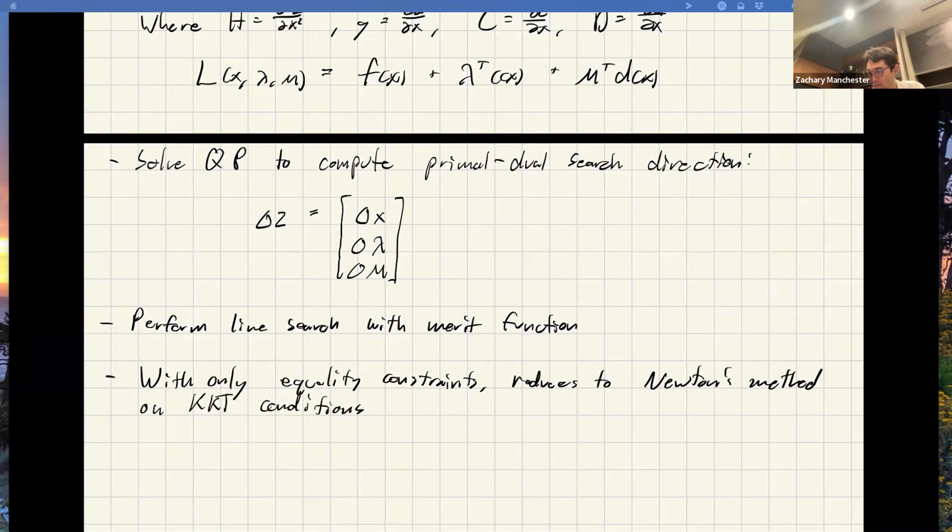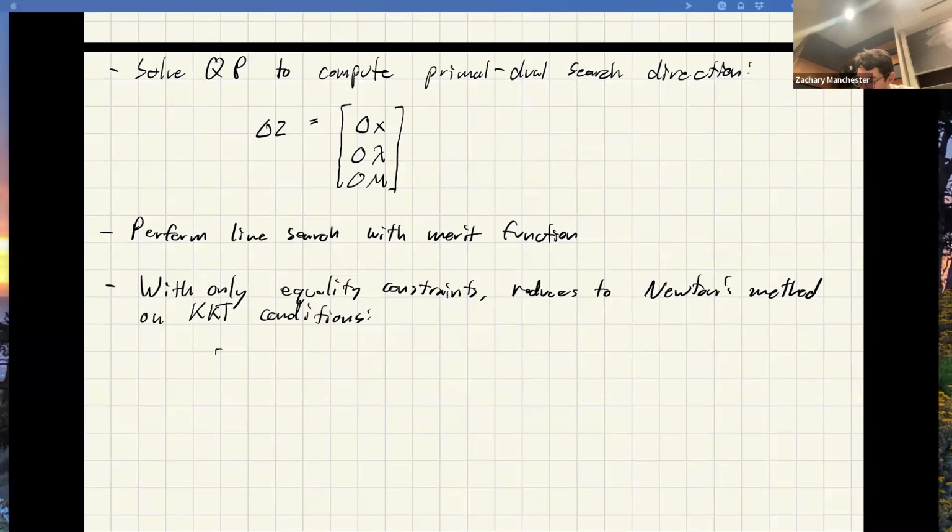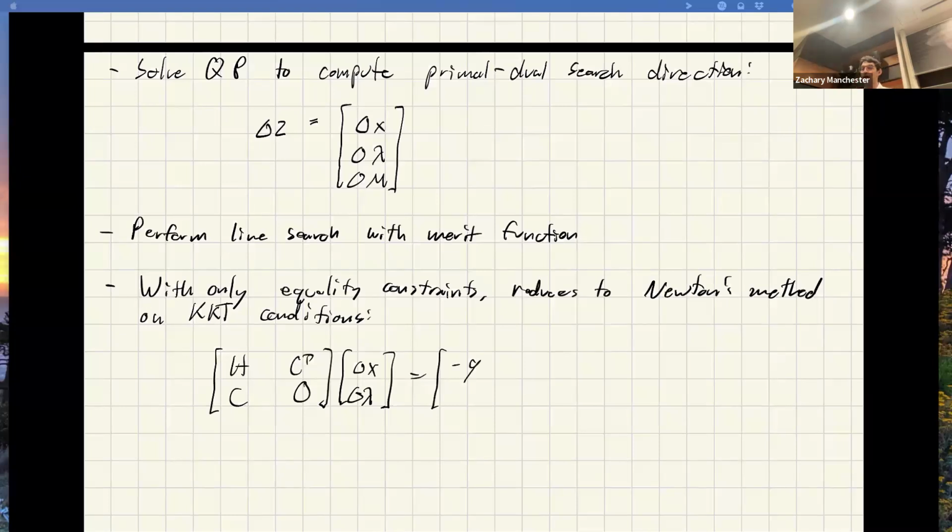Which we've already seen in the second week of class, right? So it's this kind of deal: H, C transpose, C, 0, and then a delta x, delta lambda. And over here you'd have minus g, the gradient of the Lagrangian, and then minus c. And this we already know and love: this is called a KKT system. They show up all the time.